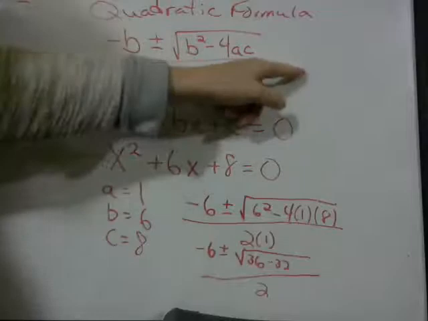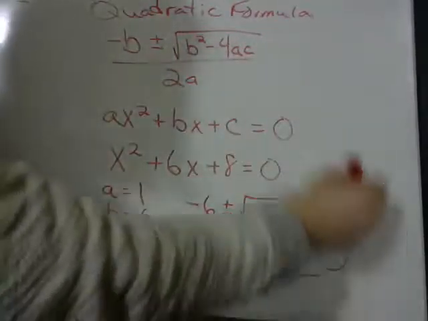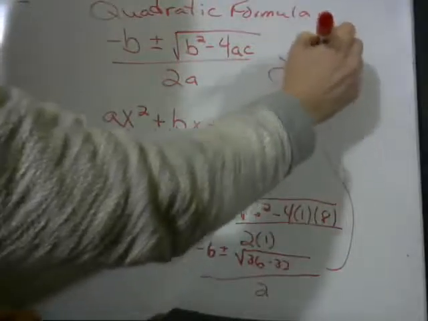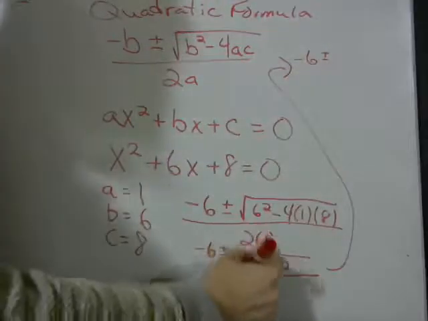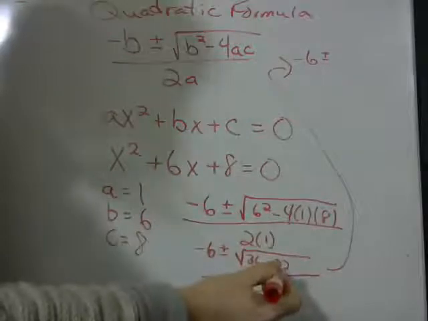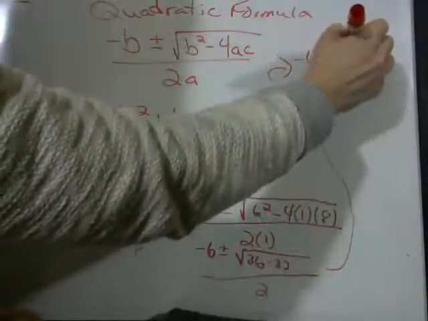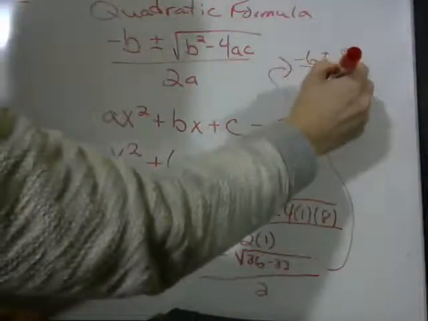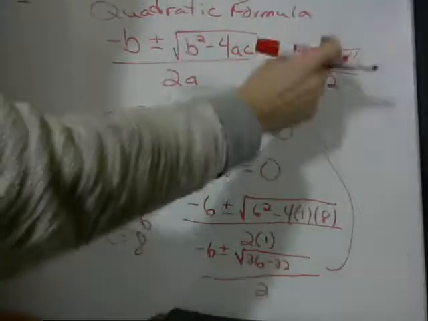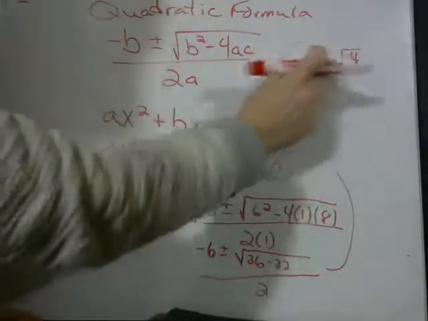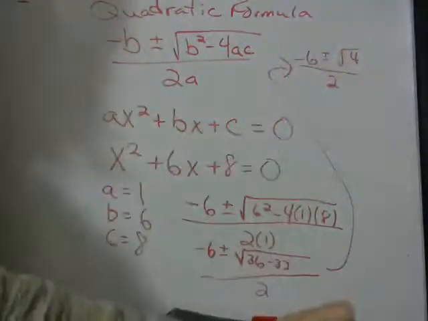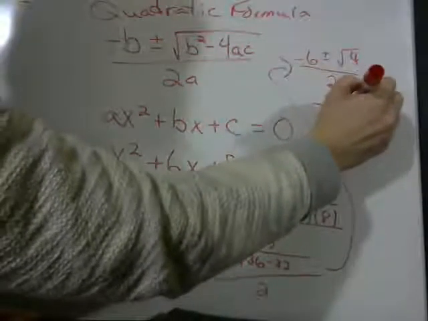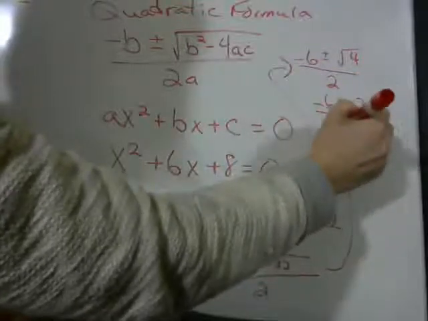So I'm going to come up here to finish this. So we have negative 6 plus or minus. What's 36 minus 32? 4. All divided by 2. Remember, do the top before you do any sort of division. What's the square root of 4? 2. Negative 6 plus or minus 2, all divided by 2.